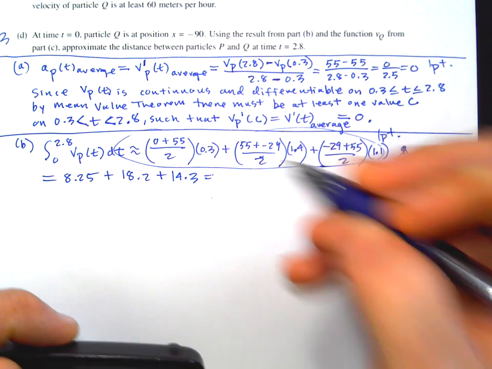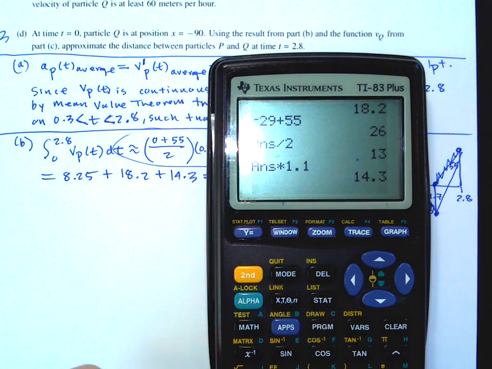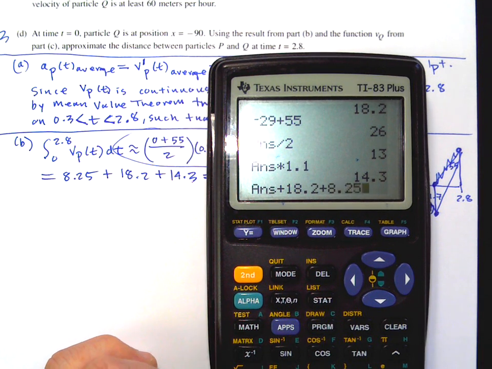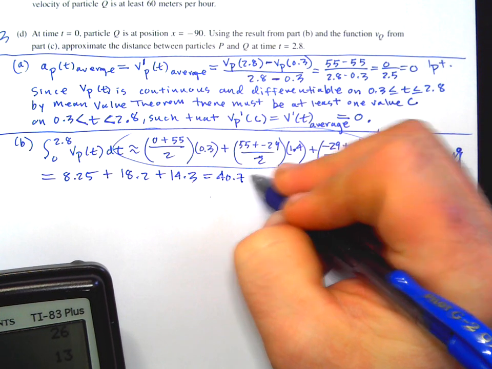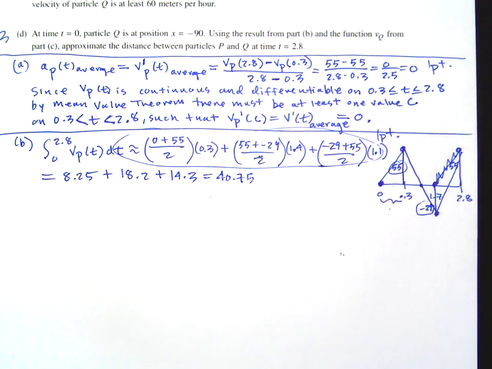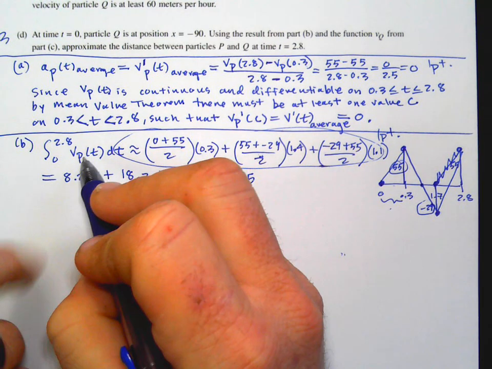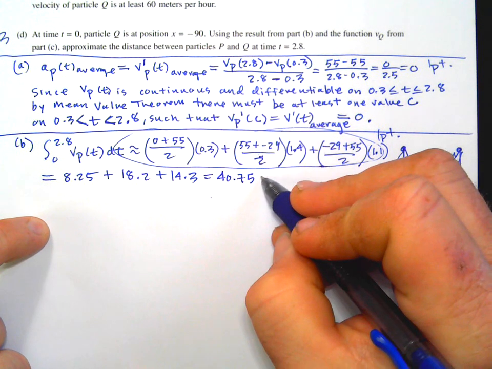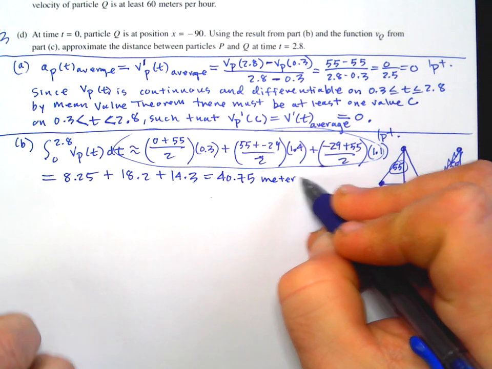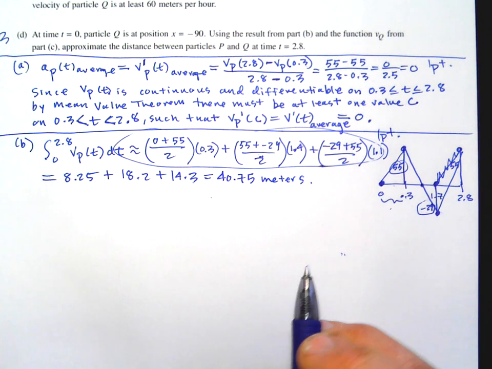14.3, and then I'm going to add all those up on my calculator. So 14.3 plus 18.2 plus 8.25 is going to be 40.75. The units of this, if you're integrating velocity, it's meters per hour times dt is hours. This is meters. And this is displacement, by the way. Not that they're asking you for that.